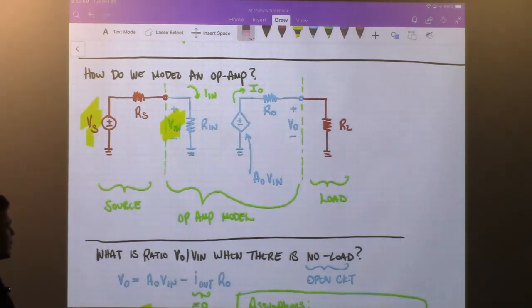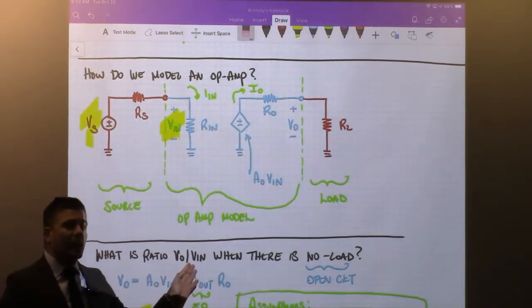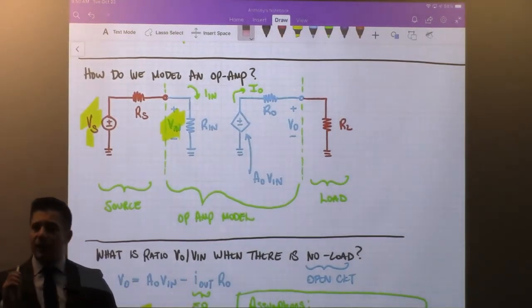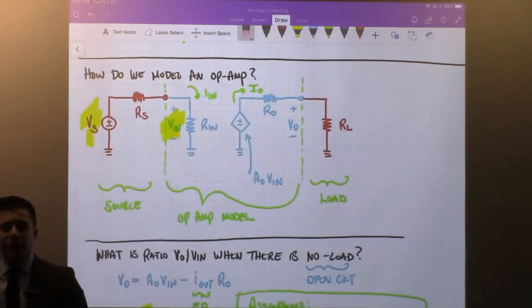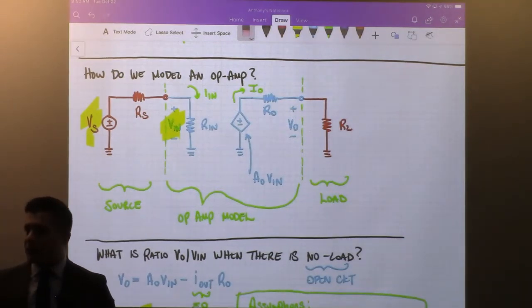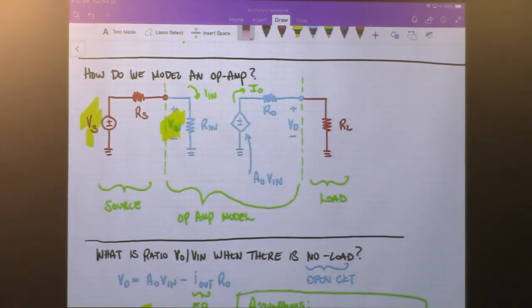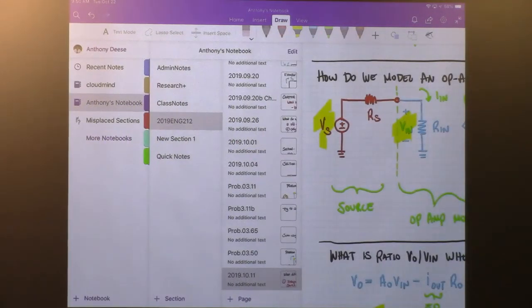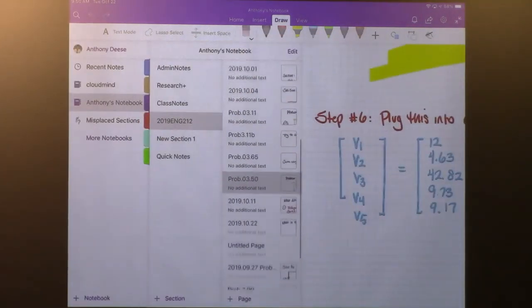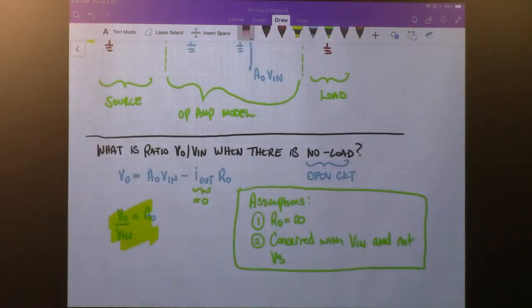So the question here asks, what is the ratio between V out and V in? Not what is the ratio between V out and the source voltage that's being applied. When you are working with the circuit, you're going to be applying the source voltage. You're not going to be applying the input voltage. So the next question is a little bit different, in that it changes in one way. The second assumption was that we're concerned in this equation with V in and not with Vs.